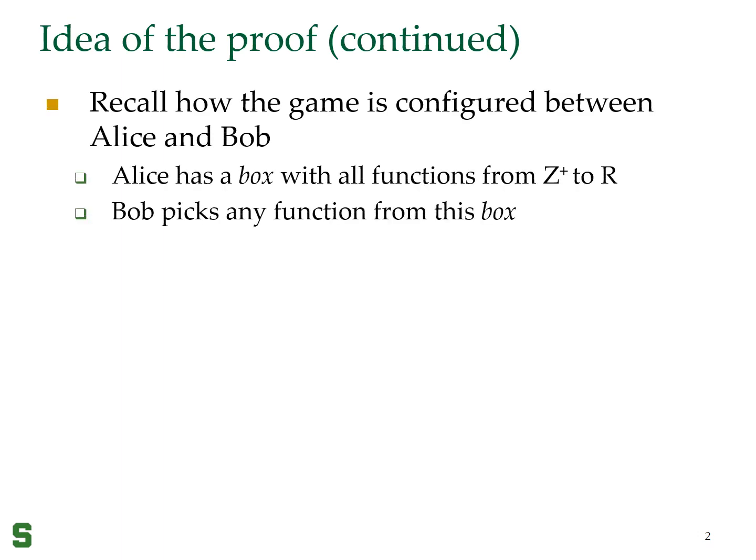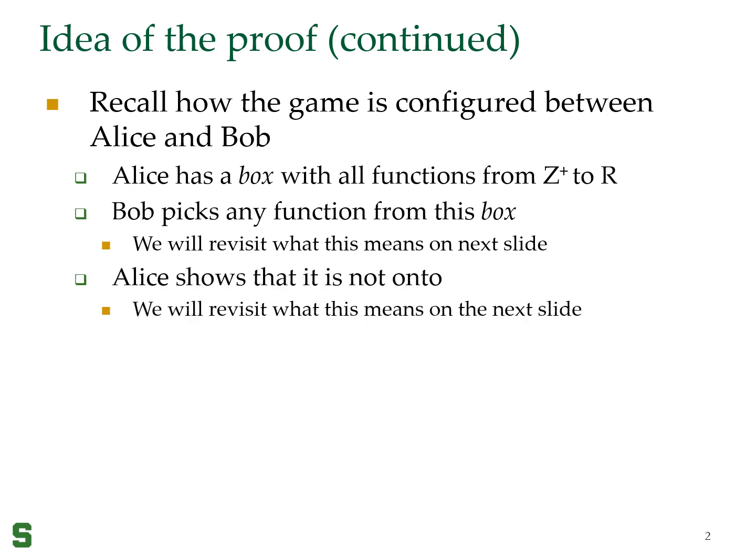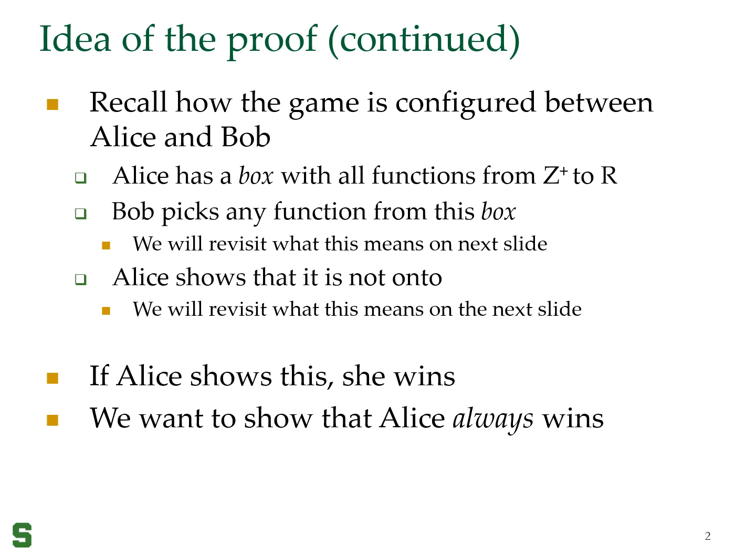Let's recall how the game is played one more time. Alice has a box with all functions from Z plus to R. Bob picks any function from this box. Now we will revisit what it means on the next slide. Alice's job is to show that the function is not onto. We will revisit what it means in a couple of slides. If Alice shows this, she wins. If Alice shows that the function is not onto, she wins. Otherwise, Bob wins. And we want to argue that Alice will always win.